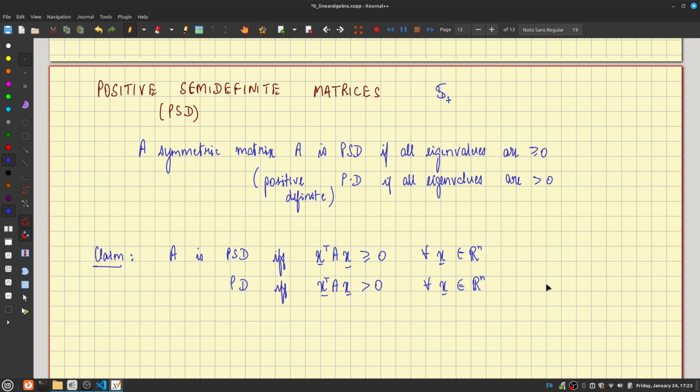Now let me impose another restriction saying that I want all of the eigenvalues to be non-negative. Right? Then I basically get this set of positive semi-definite matrices. So I'm going to define a positive semi-definite matrix, or PSD for short, if it's symmetric and all of the eigenvalues are greater than or equal to 0. All right? And I'll say that it is positive definite, or PD for short, if all of the eigenvalues are strictly greater than 0, positive.